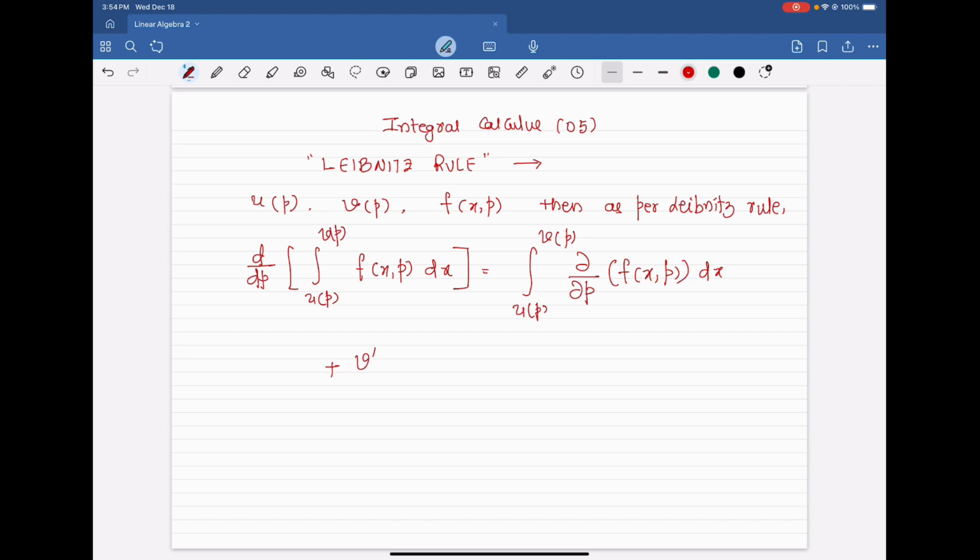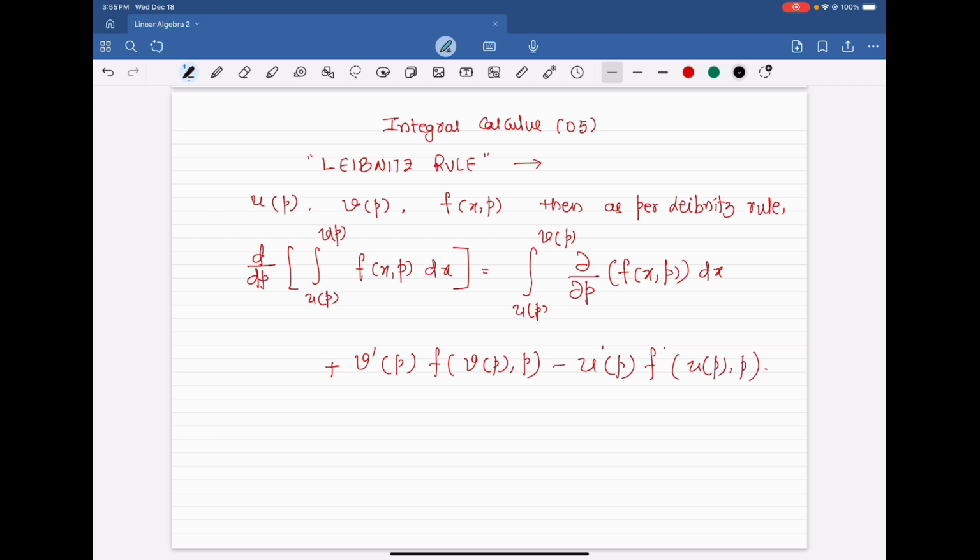plus v dash. Here v dash is nothing but dv by dp, because v is a function of p. v dash is equal to dv by dp. So, plus v'(p) times f(v(p), p), minus u'(p) times f(u(p), p).